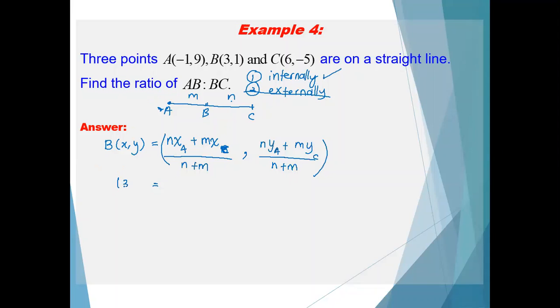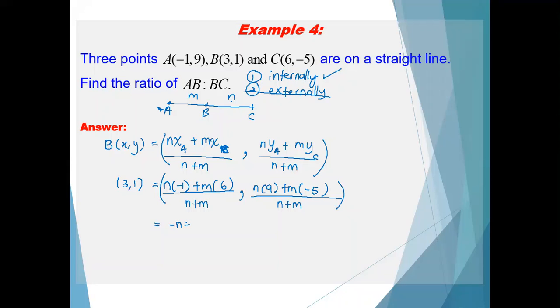This is equal to point B, which is (3, 1). XA is -1, and XC is 6, over N plus M, where we don't know what M and N are. Then YA is 9 and YC is -5, over N plus M. So we have (-N plus 6M) over N plus M, and (9N minus 5M) over N plus M.